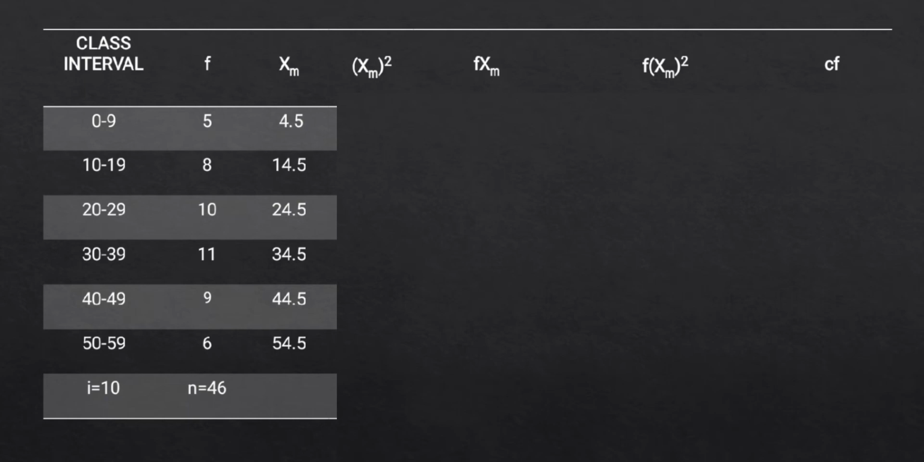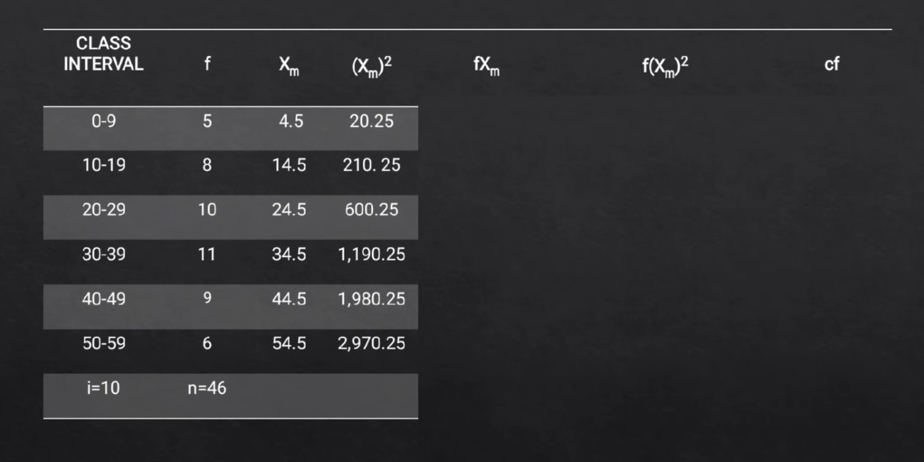Here, we have to get the square of the class mark. 4.5 multiplied by 4.5 is 20.25. 14.5 multiplied by 14.5 is 210.25. Keep multiplying the class mark of each row to itself until you finish the entire column. Once you're done, this is what it should look like.